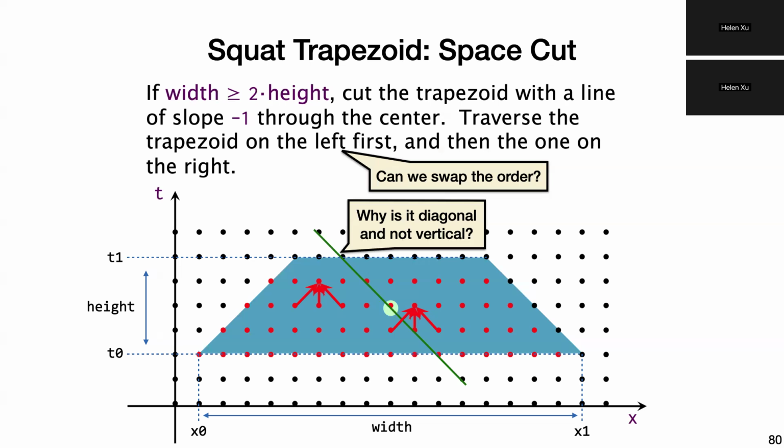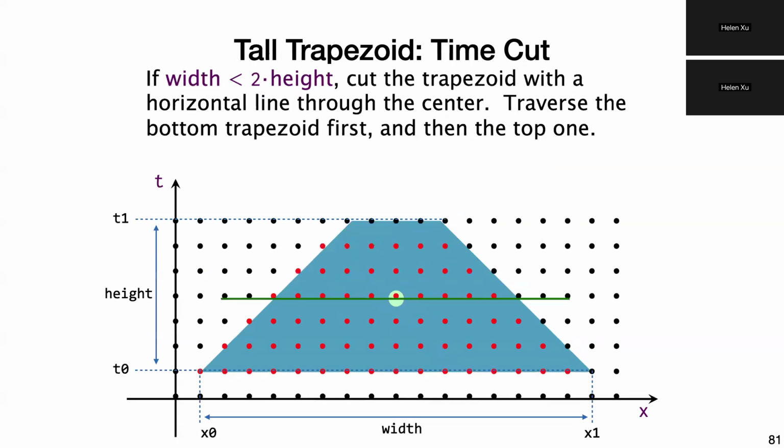And then we just talked about why it is diagonal and not vertical. Because if you cut it vertically like this, then the left would depend on stuff in the right. Let's say you cut it here, then this point would depend on this and here. And then the other way is to cut it vertically. So if this thing is tall, which means that the width is less than twice the height.